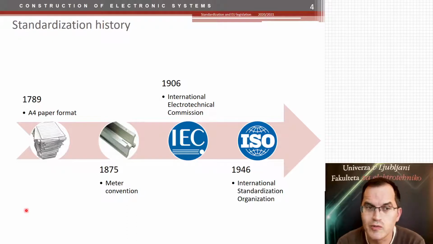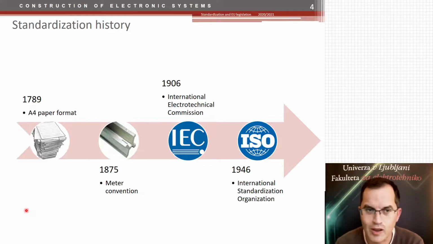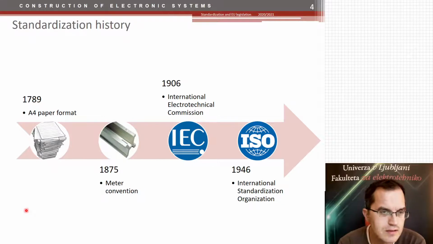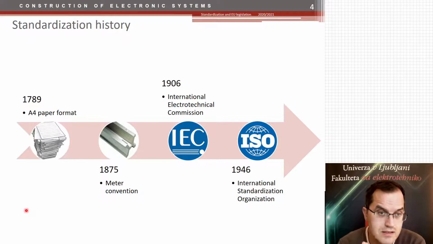So they wanted to make some unit that was common to all people on the earth. And the only thing that is actually common to all people is the earth itself. So they measured the meridian of the earth, and then they calculated the circumference of the earth and divided it by 40 million, and we got the meter.